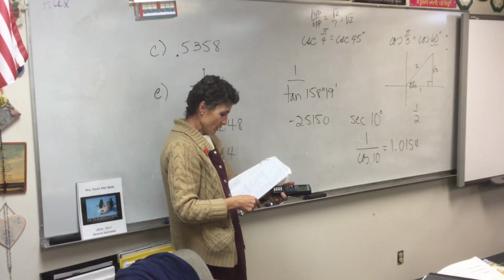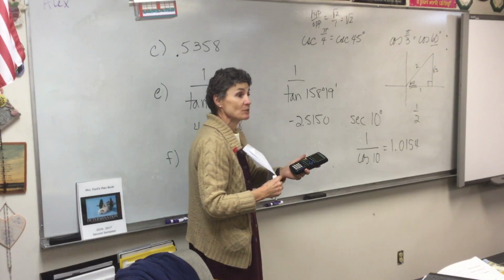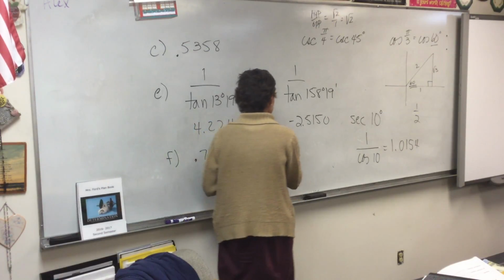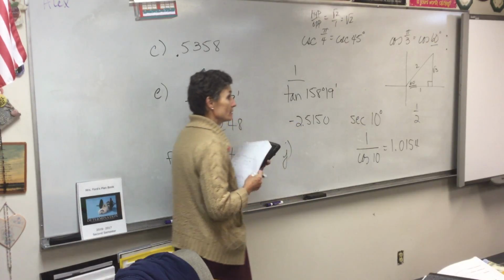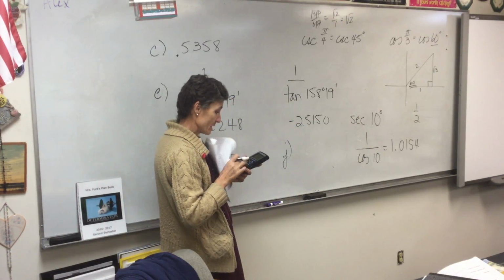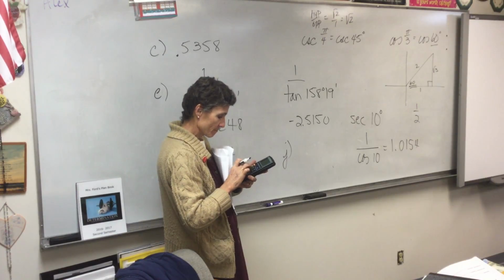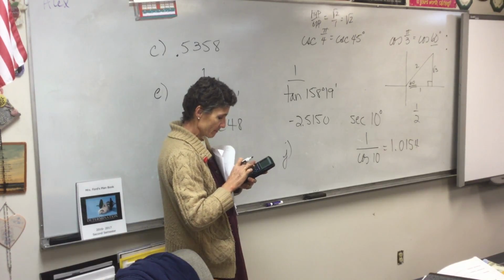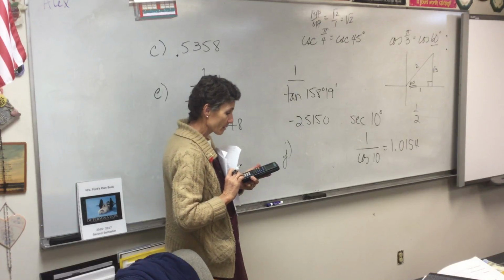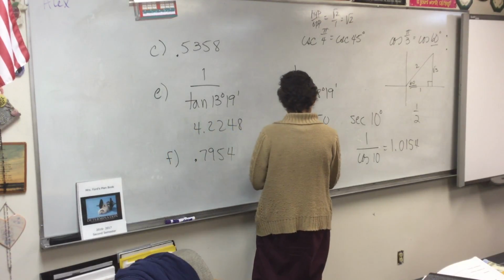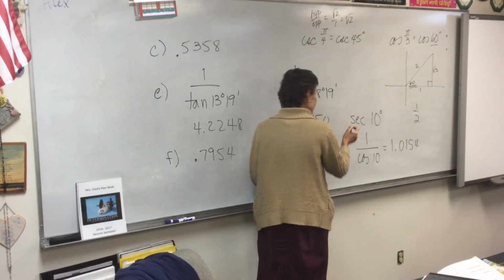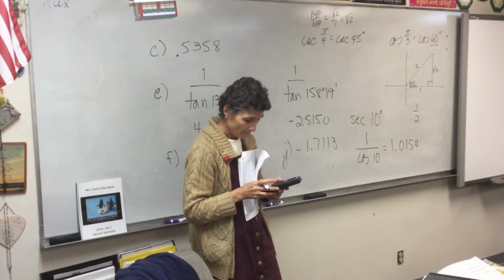And the last one, real quick, is a tangent. J is a tangent. So we can do that. So tangent, 300, 18. I got negative 1.7113. I round it off.